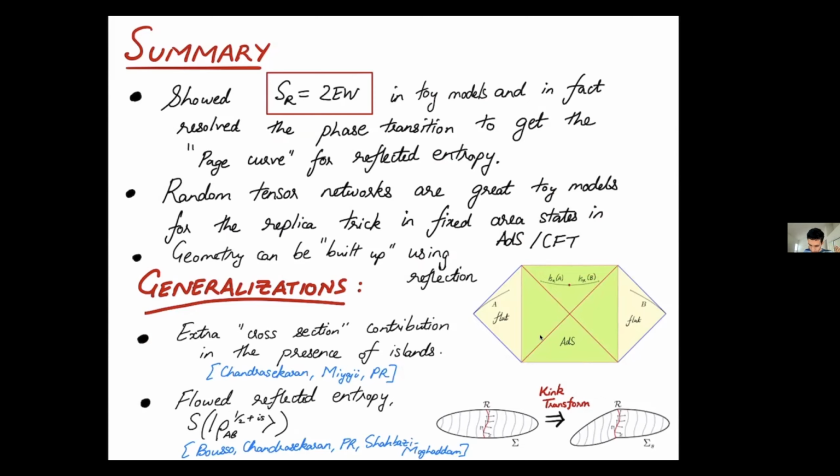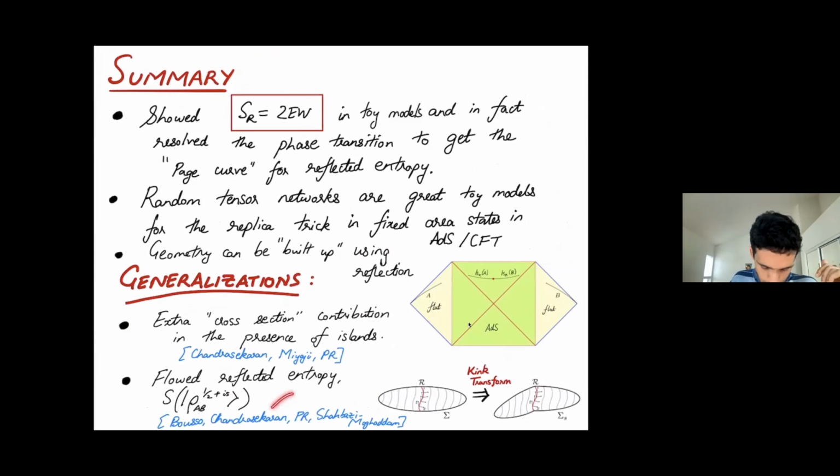And another generalization is to think about modular flow in this context. Instead of considering the canonically purified state, you can add in some modular flow. And in a previous paper with Raphael Bousso, Venkatesa Chandrasekaran, and Arvin Shahbazi Moghaddam, we had this proposal for the kink transform, which implements this modular flow. And so using that, you can probably understand something about how this flowed reflected entropy is computed by another bulk surface after implementing this kink transform. Okay, so with that, I'd like to conclude.